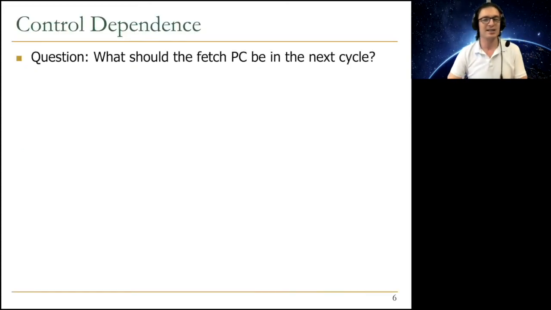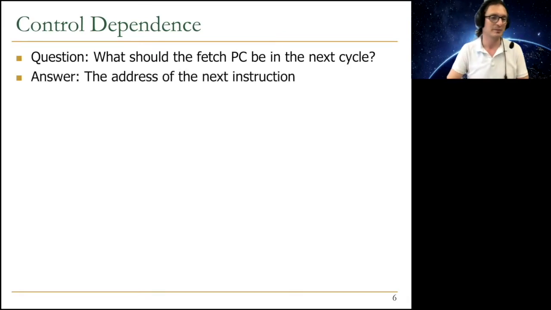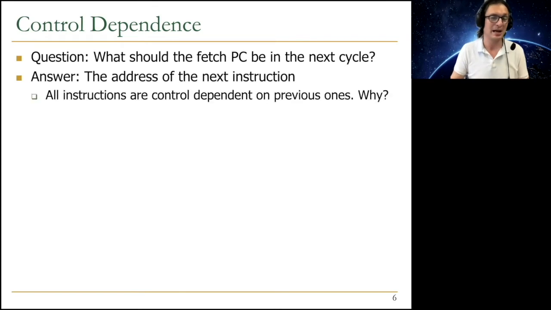Okay, so control dependence, remember the slide, we covered this also briefly. Basically, the basic question we're trying to answer is, what should the fetch PC be in the next cycle in a pipelined processor? And the obvious answer is the address of the next instruction to be fetched, right? But how do you know that? Because all instructions are actually control dependent on previous ones because of sequential execution, because of dependence on the program counter, right? Every instruction changes the program counter.